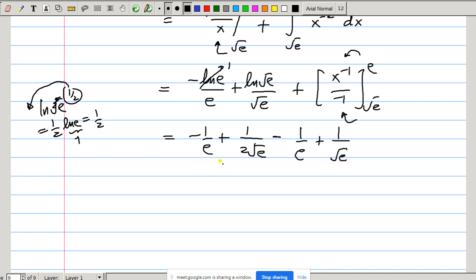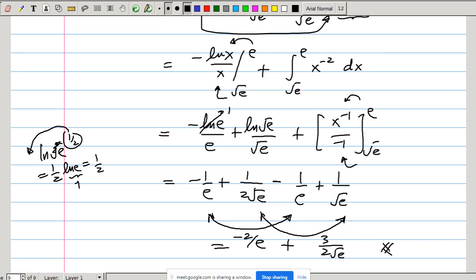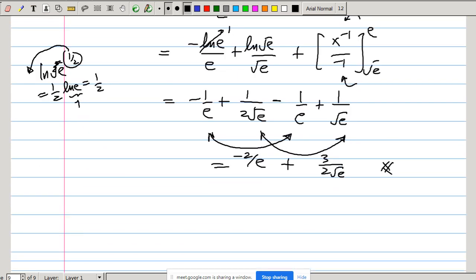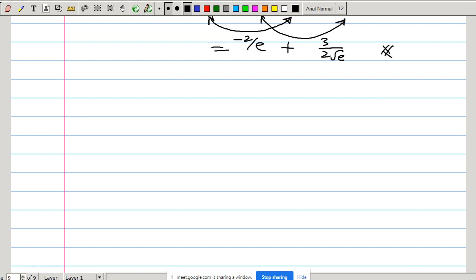So you can combine these two, maybe this one and this one can be combined. It will become minus 2 by e, and this one and this one can be combined. 1 by 2 plus 1 is 3 by 2, so 3 by 2 square root of e. So that is your answer. If you want to use a calculator and write your answer in decimals, you can do that as well. No issues. So this is the integration by parts when the limits are given to you.